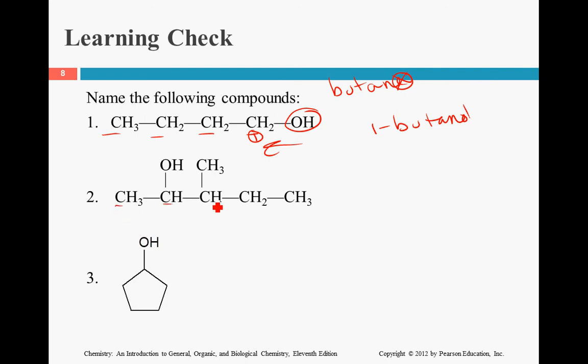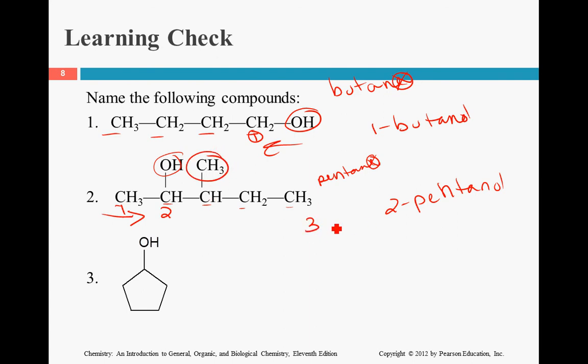The next one, 1, 2, 3, 4, 5, is originally pentane. Remove the E and put an OL there instead. So pentanol. And then to figure out what the OH group is, here's the OH. We're going to count from the left because that's the closest. So on the second carbon, there's an OH group on pentane. We have one more substituent here that's not accounted for, and that is the third carbon has a methyl group. So 3-methyl, 2-pentanol.